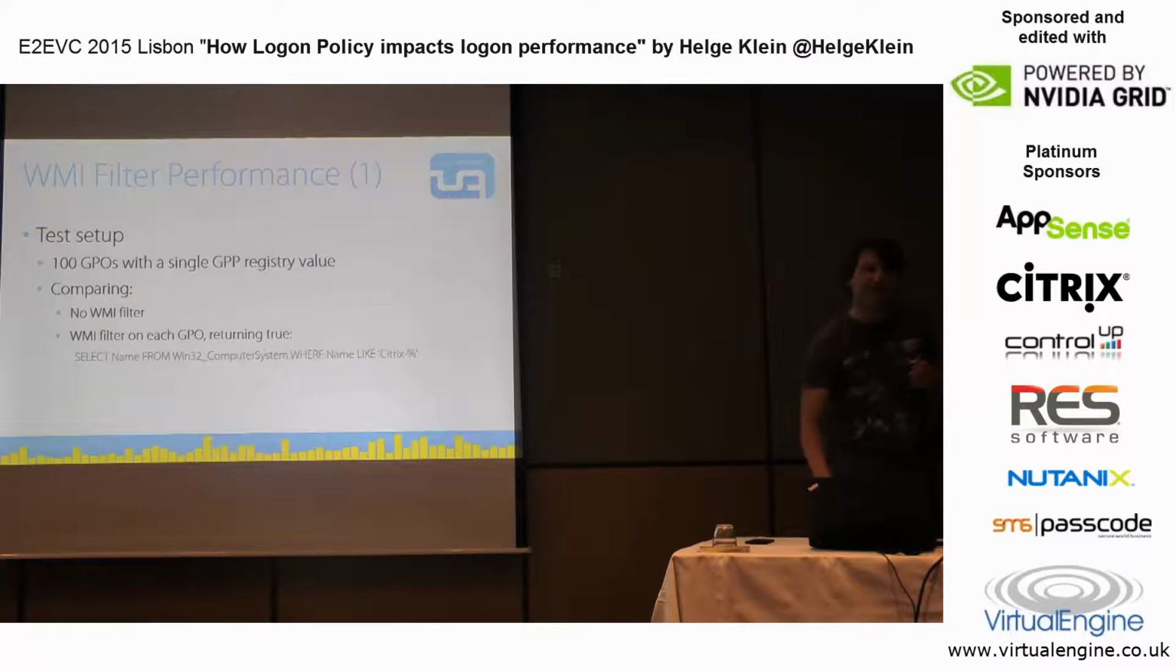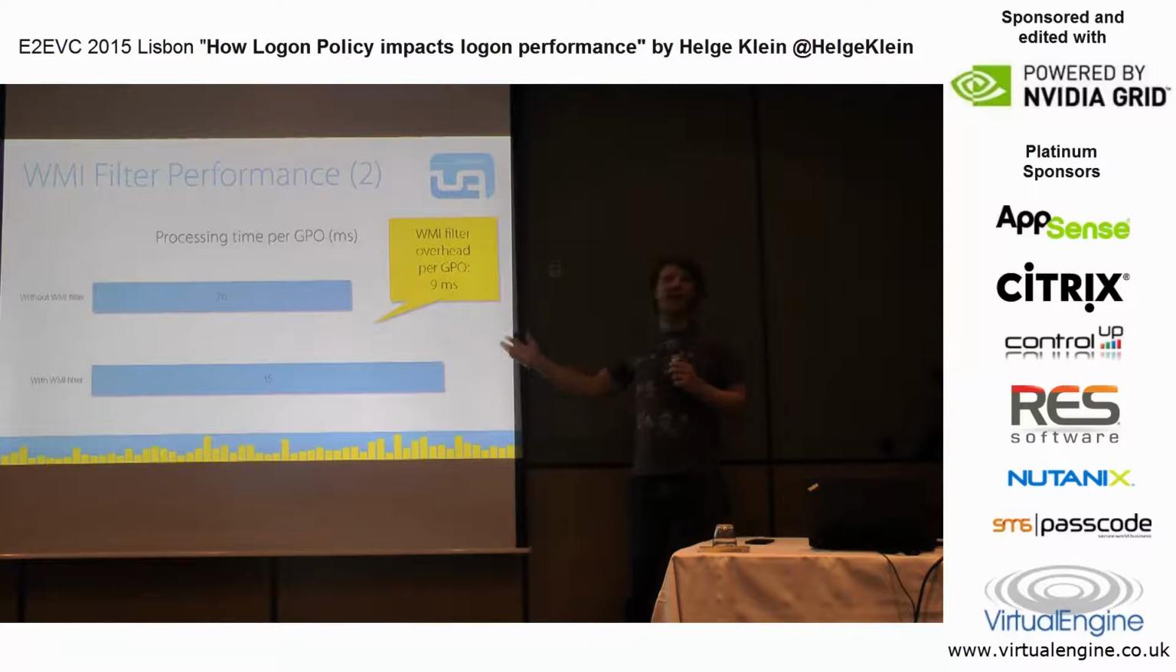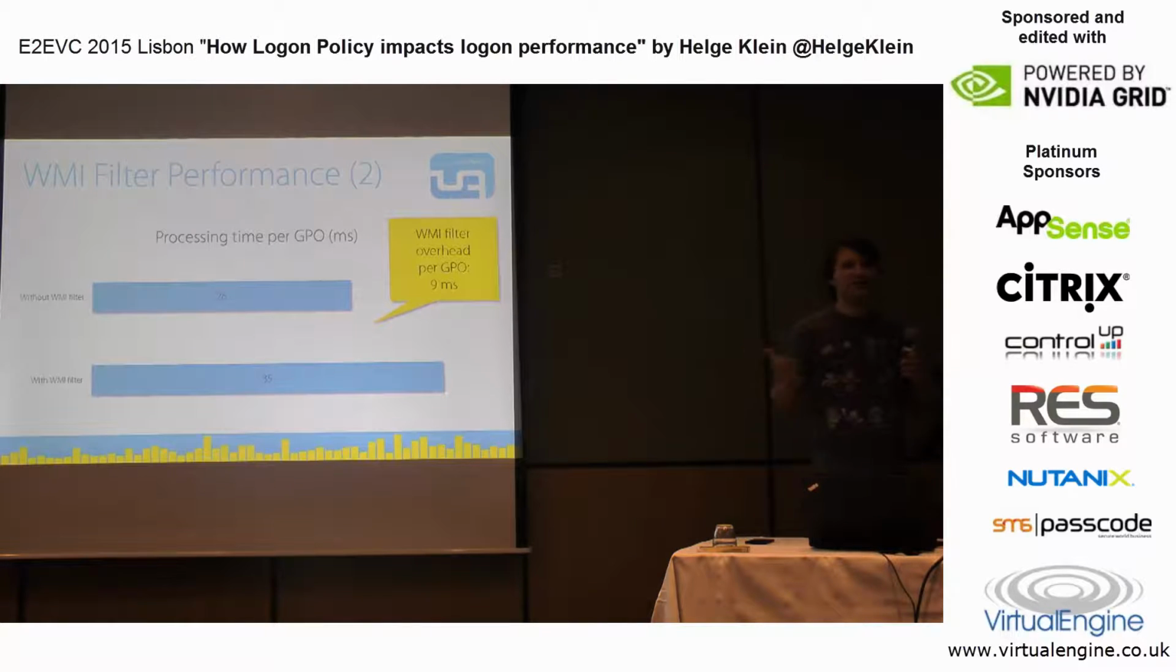Now the question is, is it the same if I use the WMI query in a GPO? Is that more or less the overhead that I get when I use a WMI filter? To compare that, I created 100 GPOs, each of them in one case without a WMI filter, in the other case with a WMI filter. And the difference is around 9 milliseconds. So that is the overhead for a simple WMI filter, which is actually not too bad. So it's not evil to use it in that scenario.